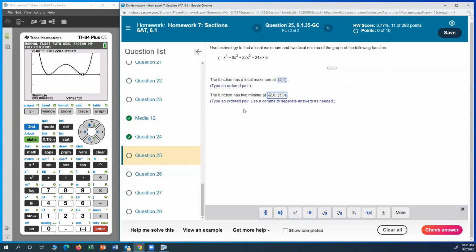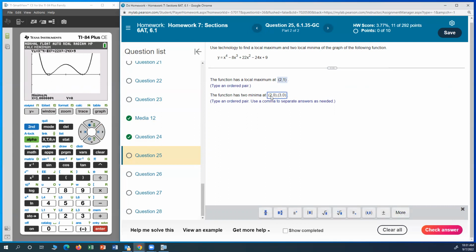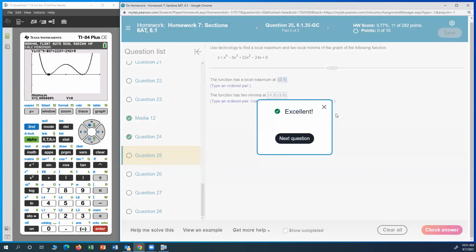My first x value for that left-hand minimum, I believe that was a 1, not a 2. I believe I typed that in wrong. Let me go back and we'll do that real quick. So I'm getting to the left of that left-hand minimum, to the right of that right-hand minimum, and then enter. Yes, that first x value was supposed to be a 1. Perfect.